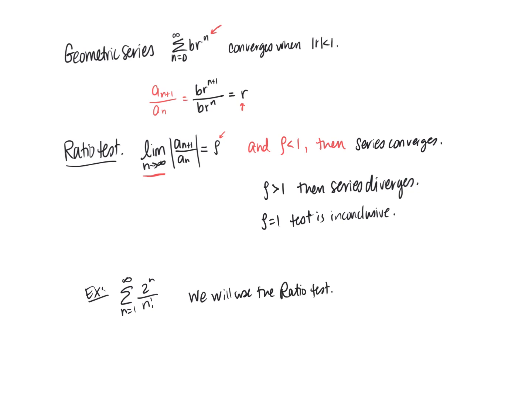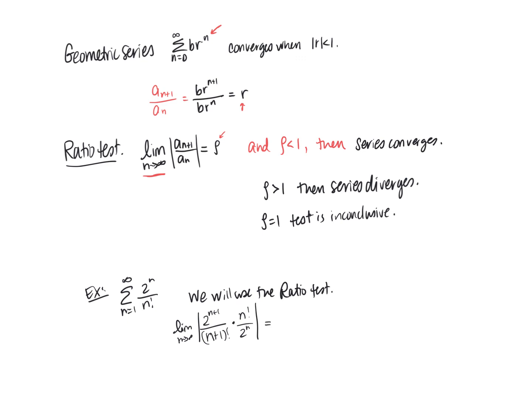Okay, and so what we are going to look at is the limit as n goes to infinity of 2^(n+1) over (n+1) factorial. Sorry, it should be n plus 1 factorial in the denominator. And I'm going to divide by 2^n over n factorial, so I'm just going to write it as n factorial over 2^n. And then I start simplifying.